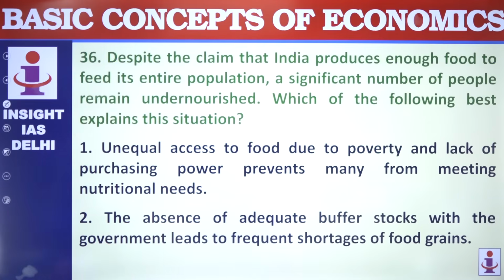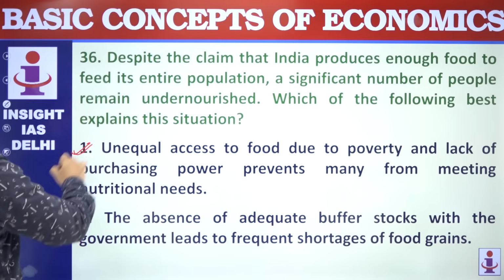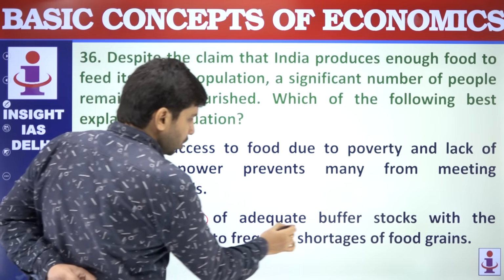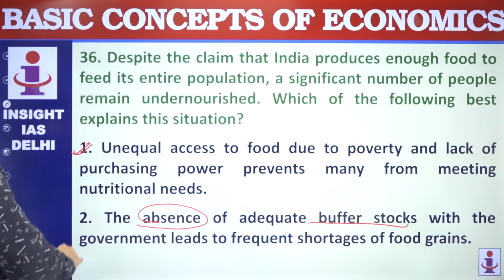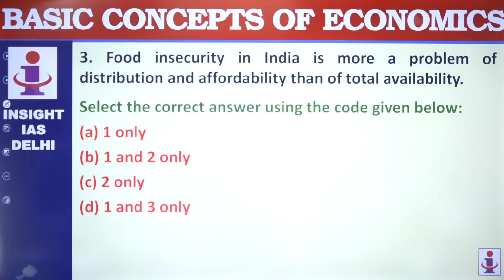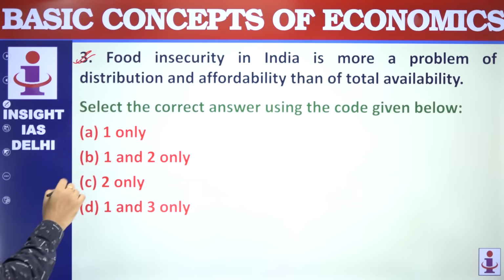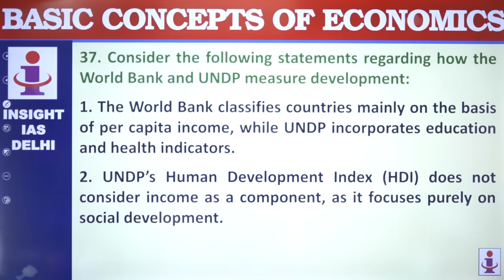Despite the claim that India produces enough food, unequal access to food due to poverty and lack of purchasing power prevents many from meeting nutritional needs. Here, affordability and accessibility is a big issue. The absence of adequate buffer stock. There is no absence of buffer stock. We have a very good buffer stock of food grains. So statement 2 is not correct. Food insecurity in India is more a problem of distribution and affordability than of total availability. Yes. So 1 and 3 are correct.